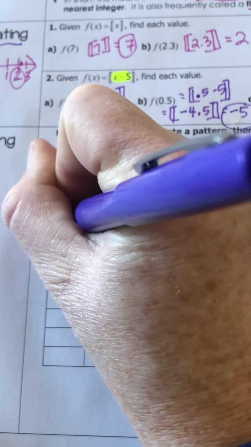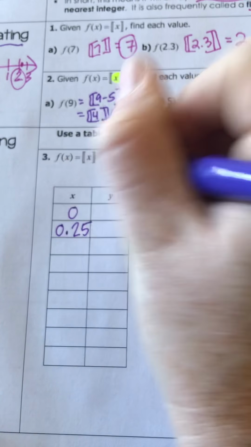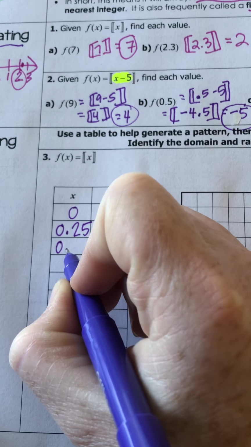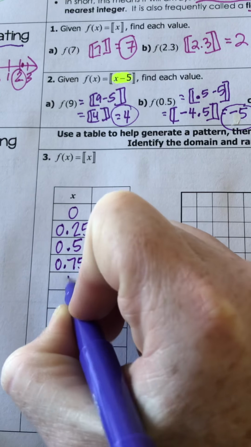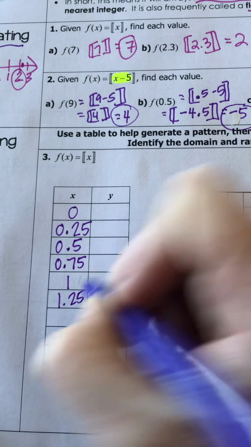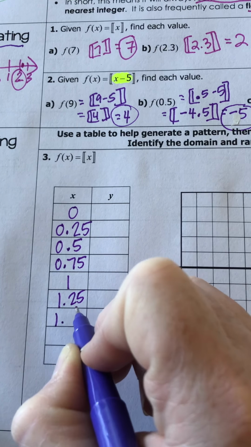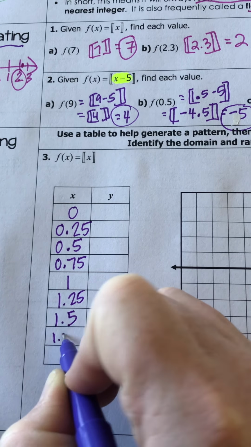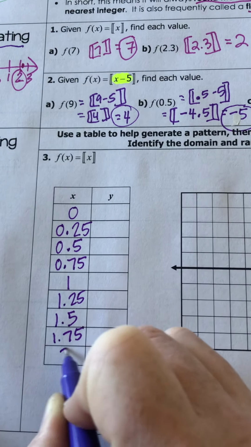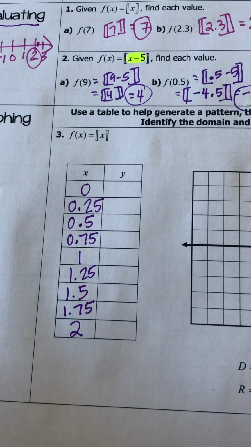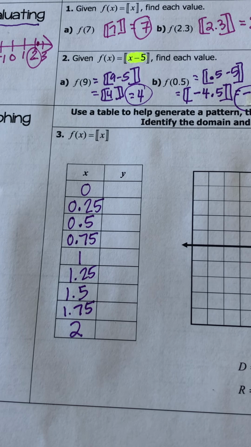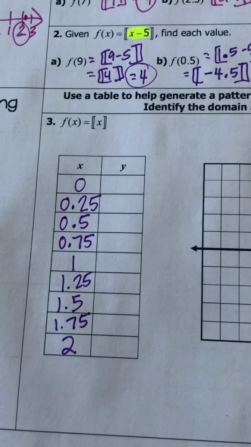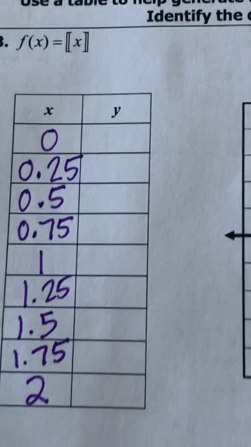Then I'm going to go to 0.25. Then I'm going to go to 0.5, 0.75, 1, 1.25, 1.5, 1.75, and 2. Okay? So I'm going up by a decimal. Hopefully you're seeing the pattern here. Okay? Going up by 0.25 each time.